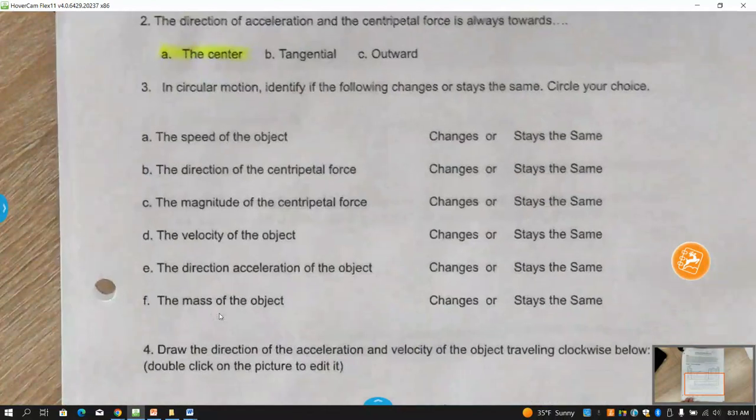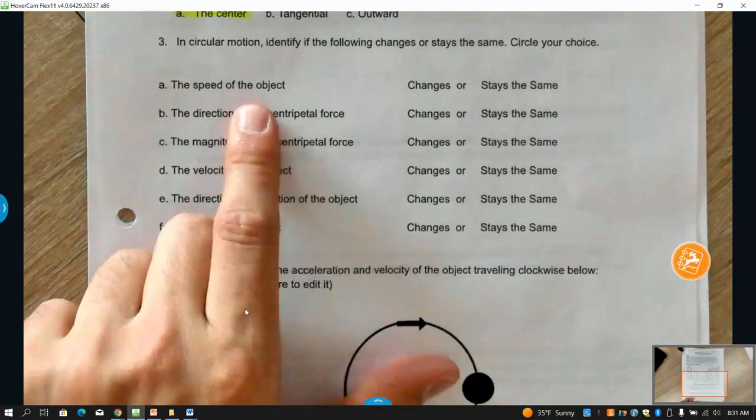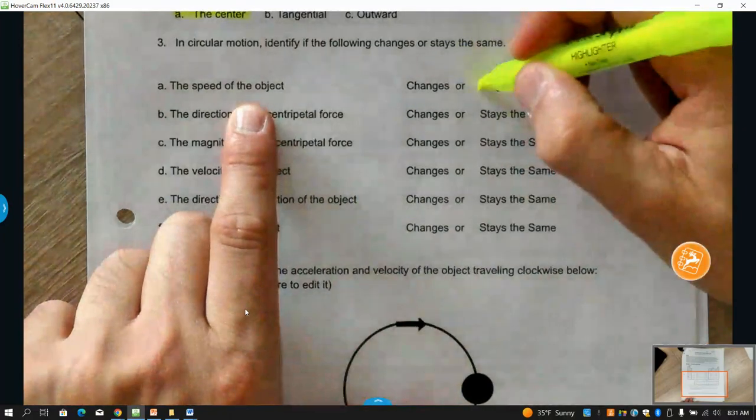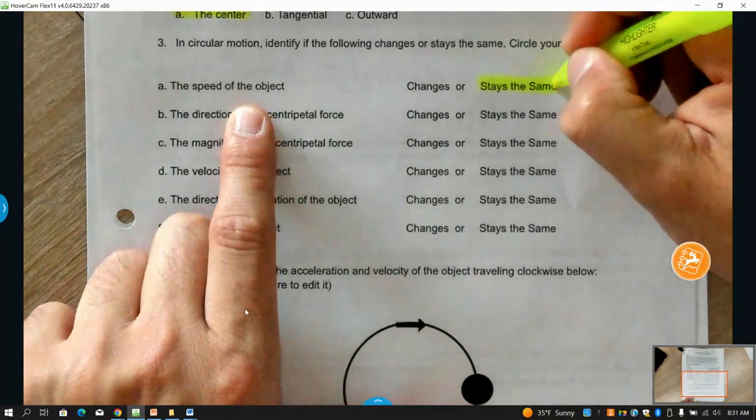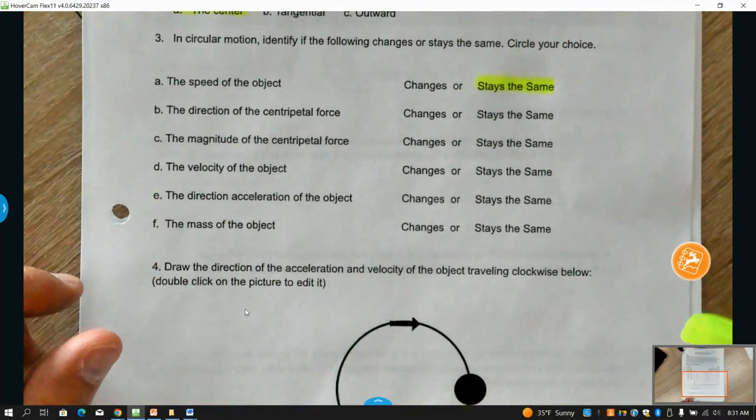So they want you to look at these. In circular motion, identify the following as either changes or stays the same. The speed of the object. So, uniform circular motion, right? The speed of the object is always going to stay the same. So those horses on the merry-go-round, once they get their speed, they're going to stay the same.